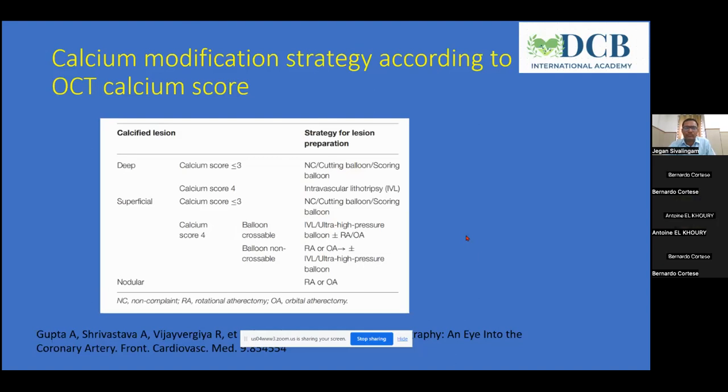With IVL, we have a few years of experience, but great results. Rotational atherectomy, we started using it in the late 80s, and we have a huge experience. So these two techniques are really effective in managing severe calcifications. If we cannot use them, it's a downside, but we can use other techniques like cutting balloon or scoring balloon. Yeah, sure.